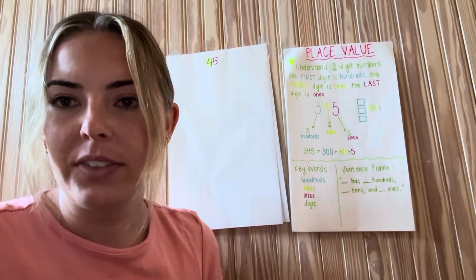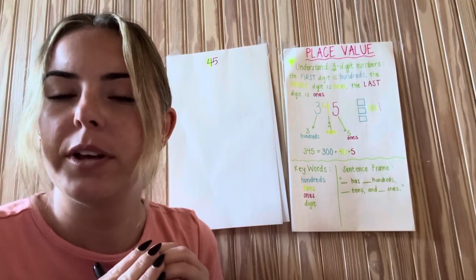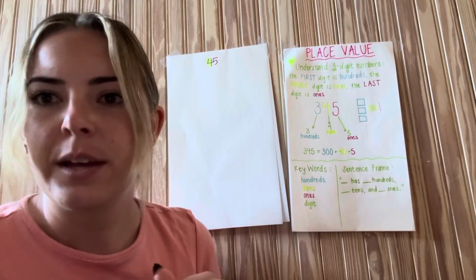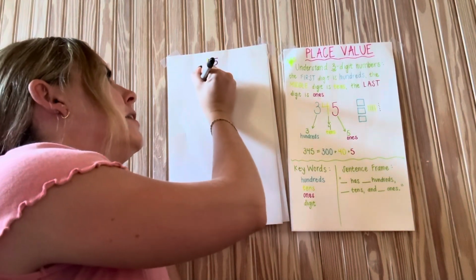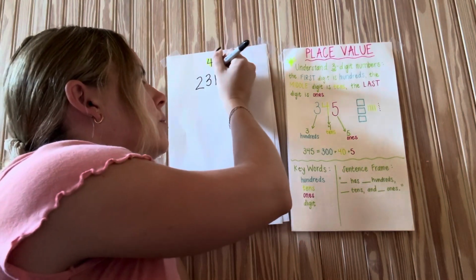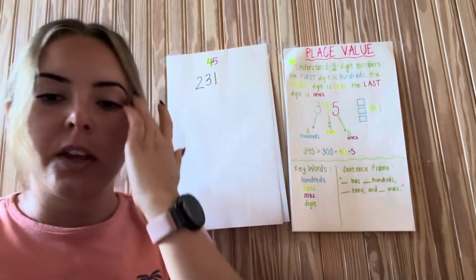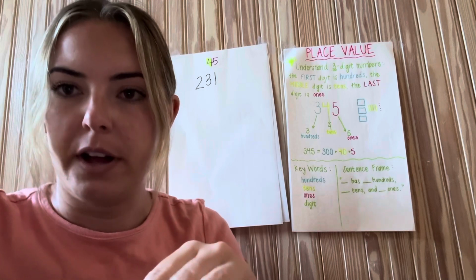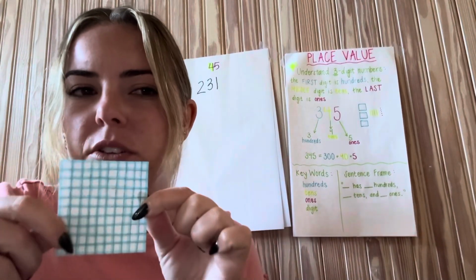So now that we talked about that, we're going to be jumping into our 3-digit numbers, and we're going to be using blocks, something that we can touch to help us formulate what these numbers are. Let's start with the number 231. Looking at the number 231, we're going to start with our hundreds block. So this is our hundreds block. Can you tell me why this is called a hundreds block?